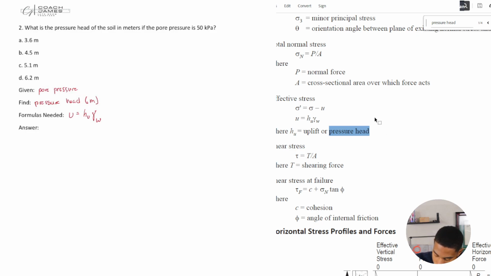So we know that. I'm just gonna write out my variables just so you know. So U is equal to 50 kPa. HU is the pressure head, right here, which is the question mark because that's what we're solving for. And then unit weight of water is equal to 9.81 kilonewtons per meter cubed, right?